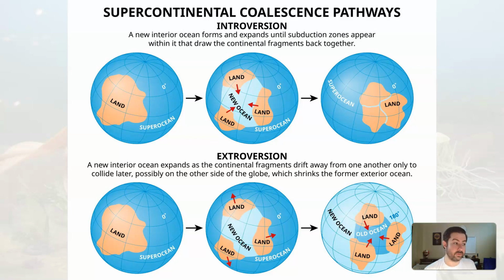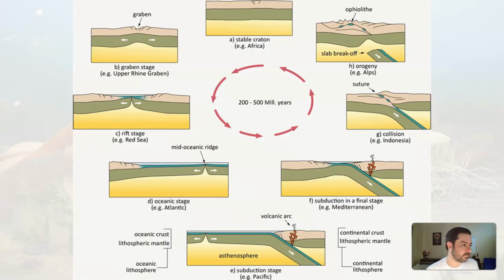At some point in the future, we will have another supercontinent, maybe in another 100 million years or so, because that's just what happens. Things crash into each other and pull apart, crash into each other, pull apart. Remember, this is all part of the Wilson cycle. Discussed this in Unit 2, I believe.